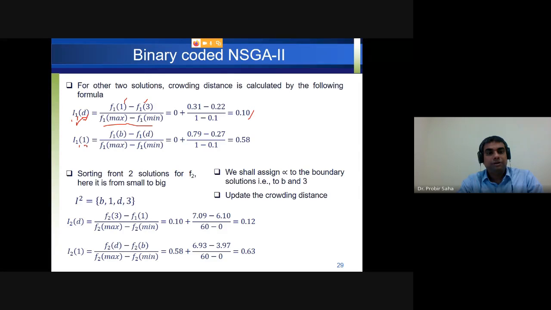Similarly, I have to do it for solution number 1, because there are 2 solutions for which I have to find out the crowding distance for function 1 and function 2, fitness 1 and fitness 2. Similarly, we have B and D as the neighbors, and I have got 0.5. So one step is done. The next step, you have to again sort the solutions. Which solutions? B, 1, 3. These are the solutions.